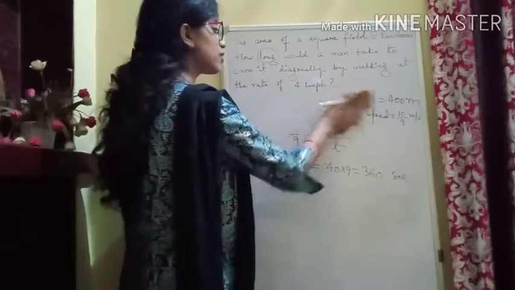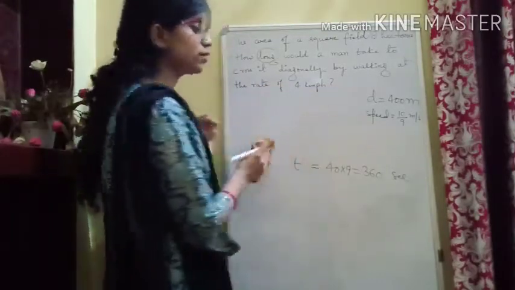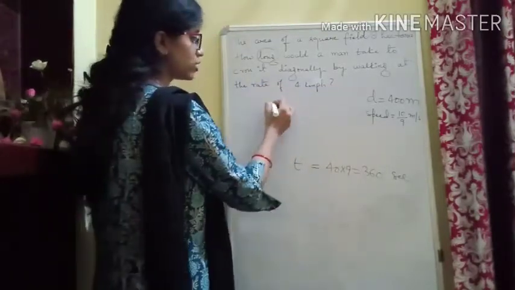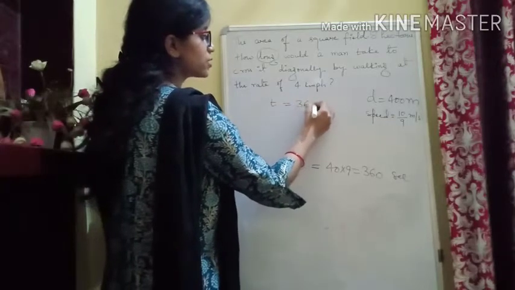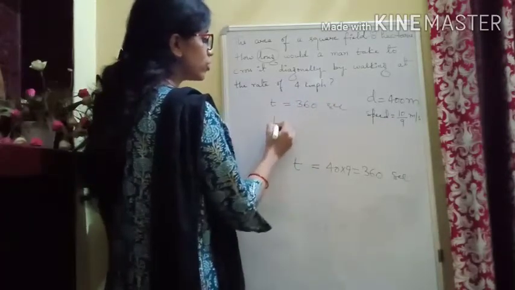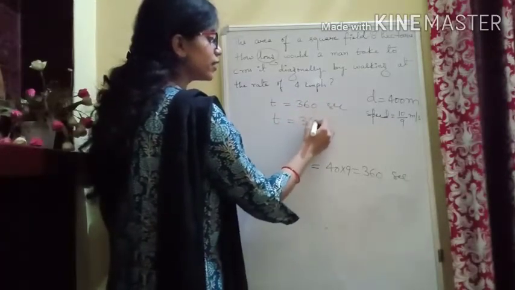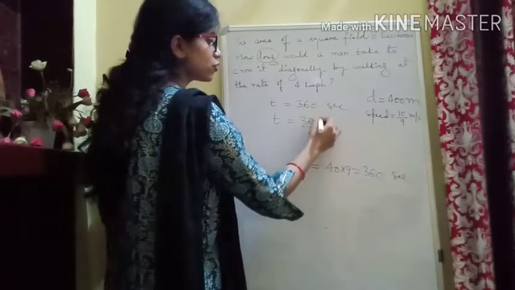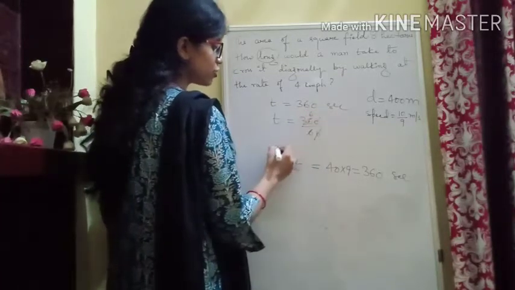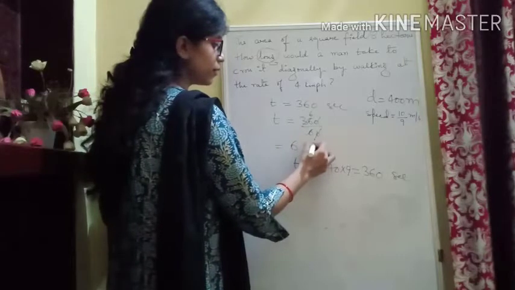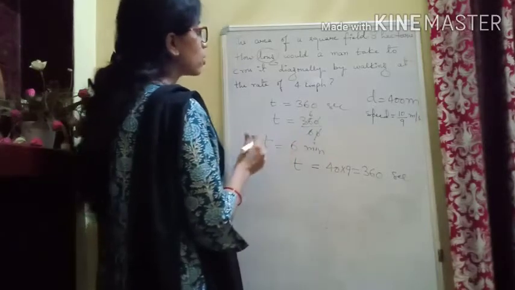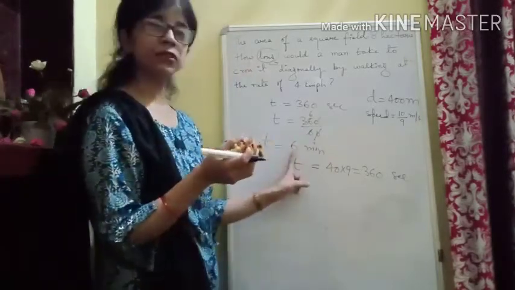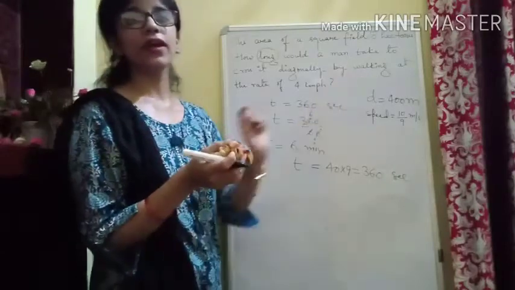But if they are asking you to calculate your answer in minutes, you can of course calculate it. It is coming 360 seconds. To convert it into minutes, we have to divide it by 60. So when you divide it by 60, it will come 6 minutes. So what time or how long will he take? He will take 6 minutes to cross that square field.